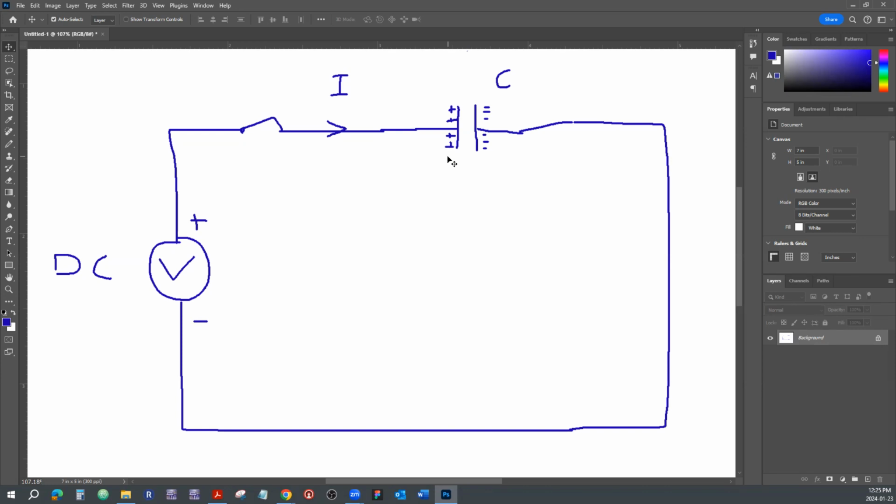How long does it happen? How long does it take? Well, you're talking milliseconds. Sometimes you're going to talk about microseconds. So you're going to have just a quick pulse of a current going.